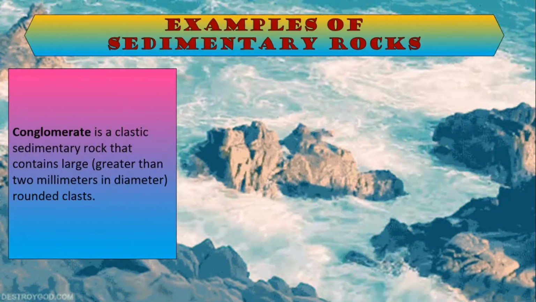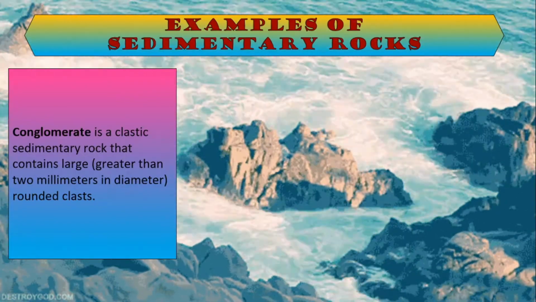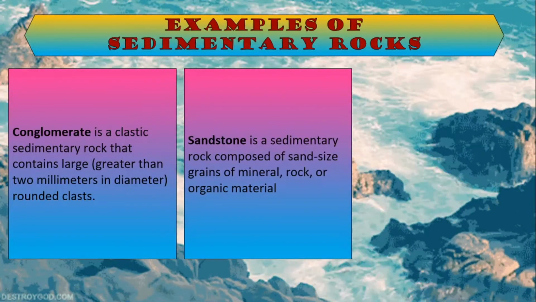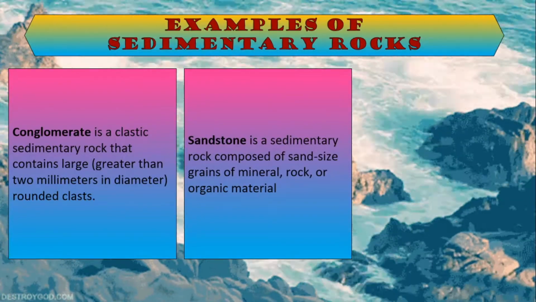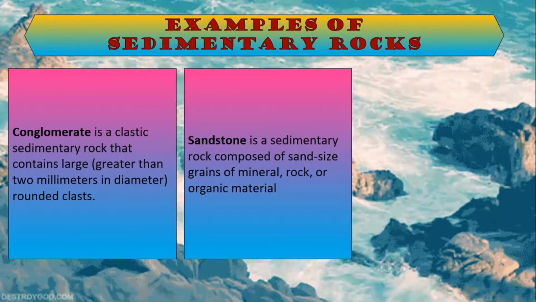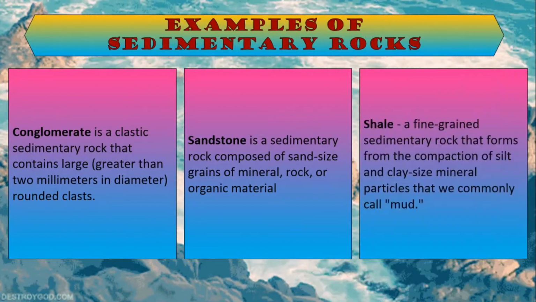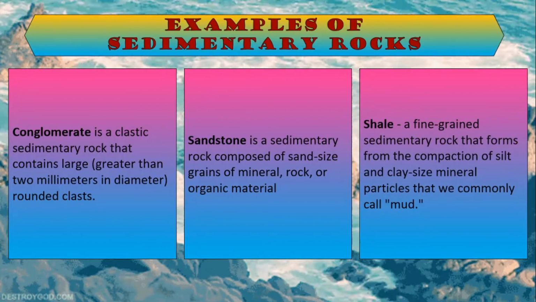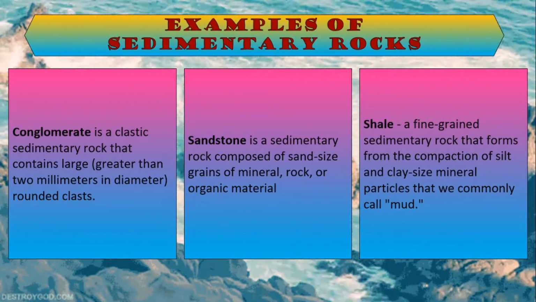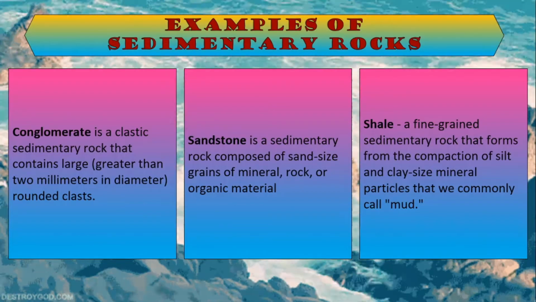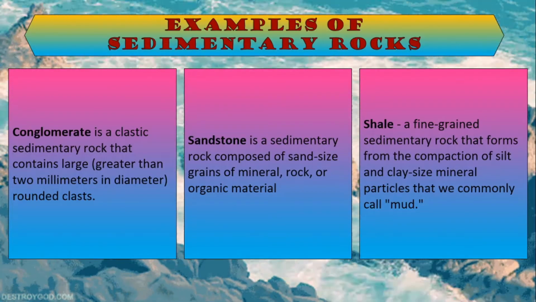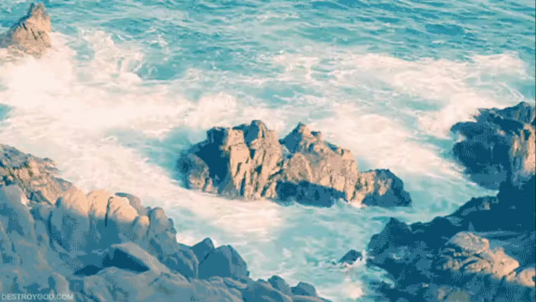Conglomerate is a clastic sedimentary rock that contains large rounded clasts. Next is sandstone. Sandstone is a sedimentary rock composed of sand-sized grains of minerals, rocks, and organic material. Last, we have shale. Shale is a fine-grained sedimentary rock that forms from the compaction of silt and clay-sized minerals, particularly what we commonly call mud.